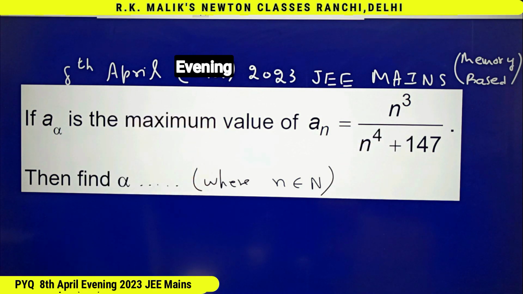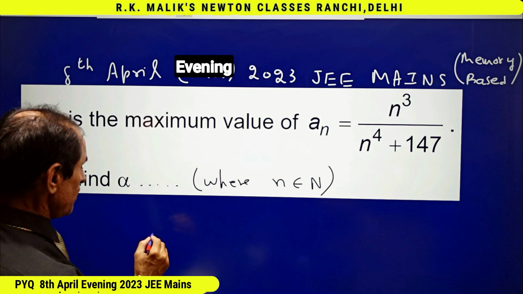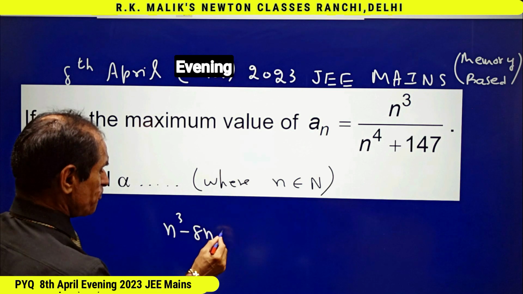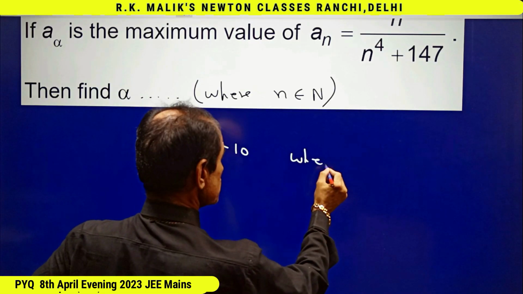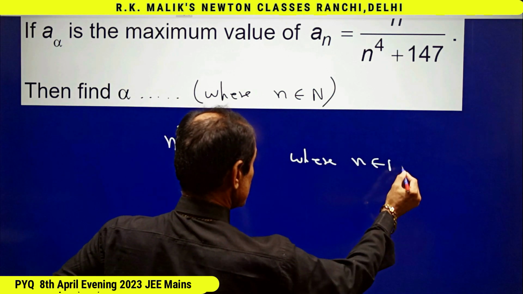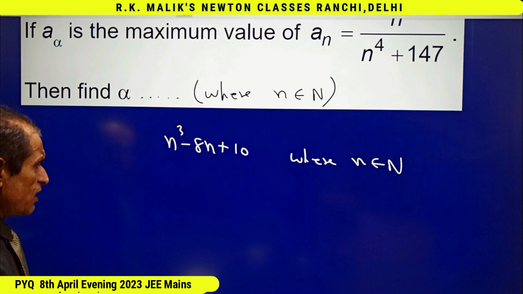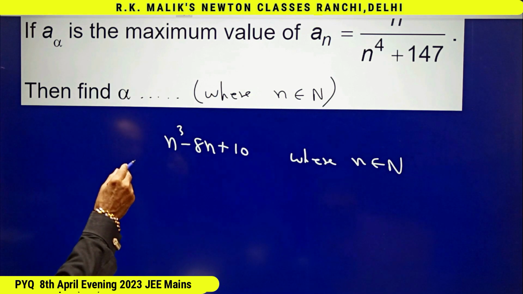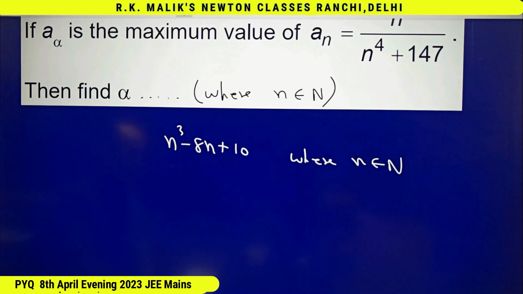Then how to do? For this, I will make you understand with the help of a simple example. Suppose the question is find the minimum value of n cube minus 8n plus 10, where n is a natural number. For finding the least value of this, I will not differentiate it because derivative of this with respect to n is not allowed when n is a natural number.